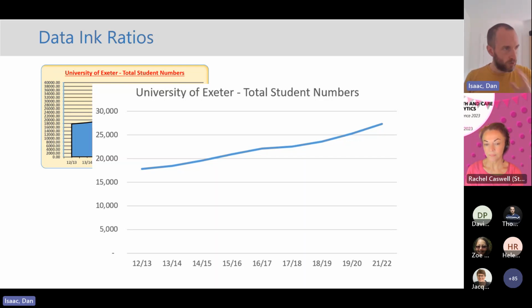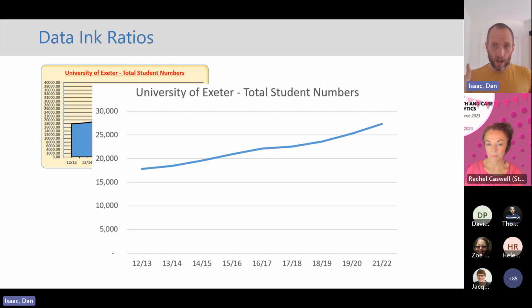At a glance, you look at this, you know what you're looking at, you see the line going up, you've got a sense of those student numbers going up, the gradient gives you a sense of how much they've gone up. It's incredibly clear. And ultimately, clarity is what we're going for when we want to communicate with our data as quickly and clearly as possible.